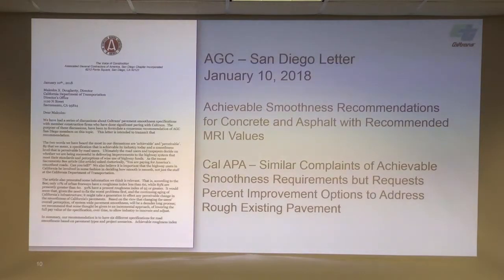So how did we get here? If you roll the clock back to, I'm going to say, fall of 2017, Caltrans had looked at trying to put incentive-disincentive requirement specs together, and I believe it was routed to industry for review and comment. And industry, ABC of San Diego, came out with a letter to Malcolm and cited achievable smoothness requirements for both concrete and asphalt with some recommended MRI values.